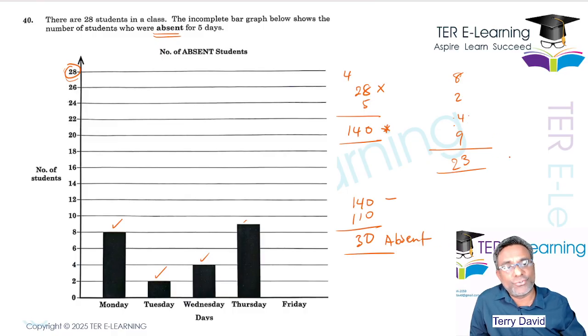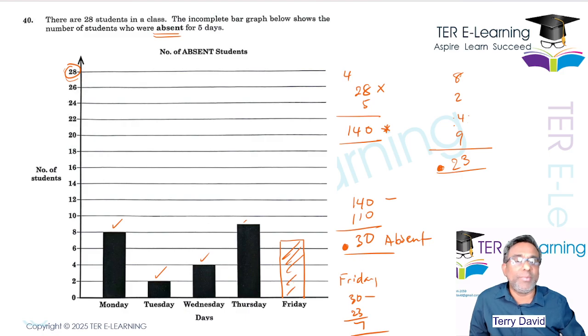Now this 23 here represents what we know so far. So you're going to use this number, that's 30, and you have 23. So there's a missing 7 somewhere here. So therefore on Friday we should have had 7 students absent. So you're just going to come here and draw a bar up to 7. So Friday is simply going to be 30 minus 23, and you're going to get 7, right? So that's what this is going to be here.